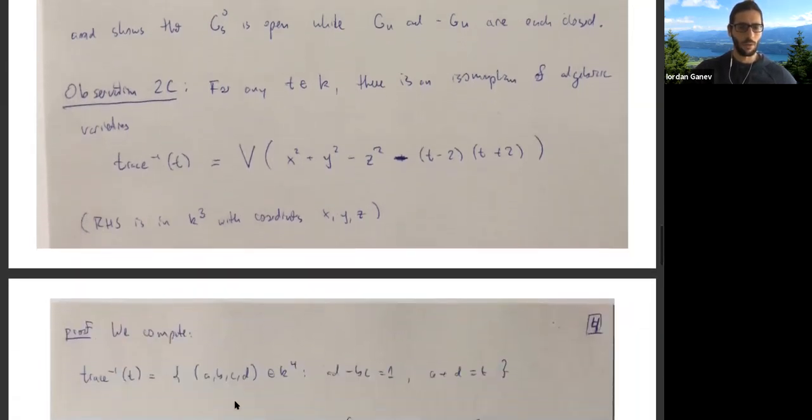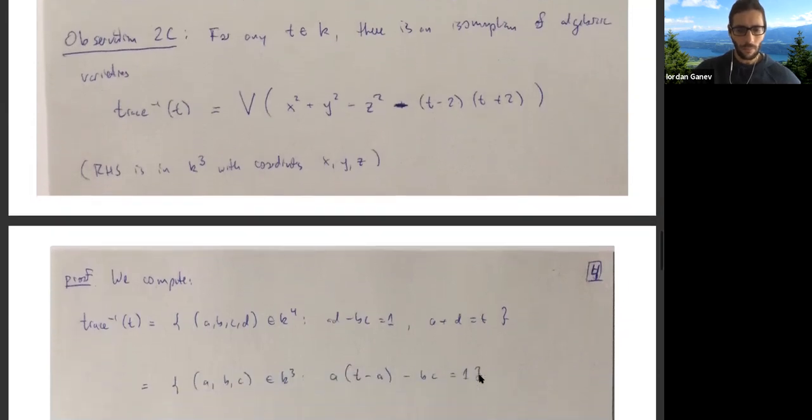So first of all, the inverse image of the trace map is all the a, b, c, and d in K^4 such that the determinant is equal to 1. So this is the condition that it's in SL2. And the trace is equal to t. So a plus d is equal to t.